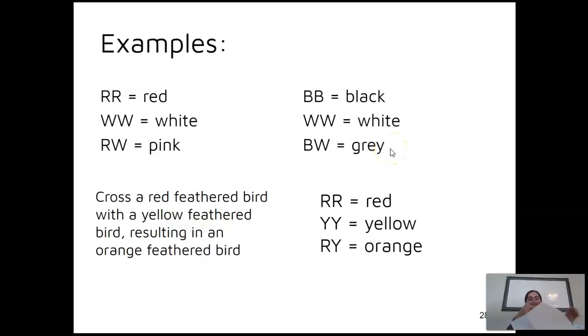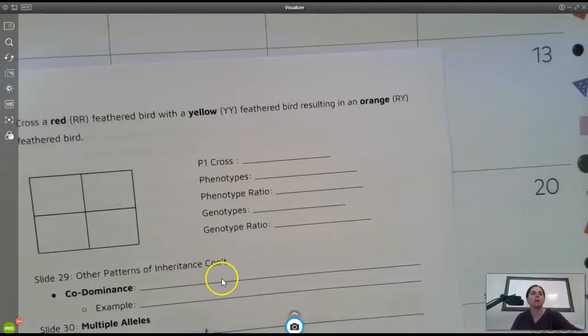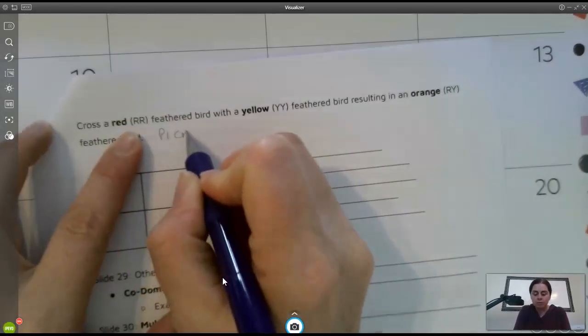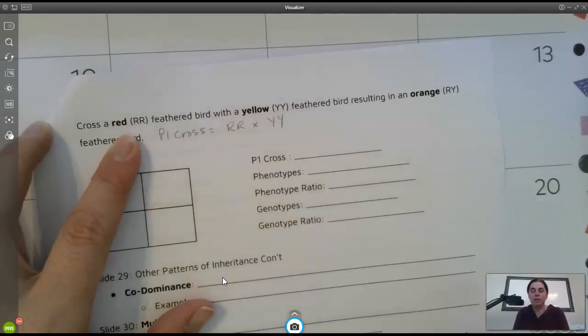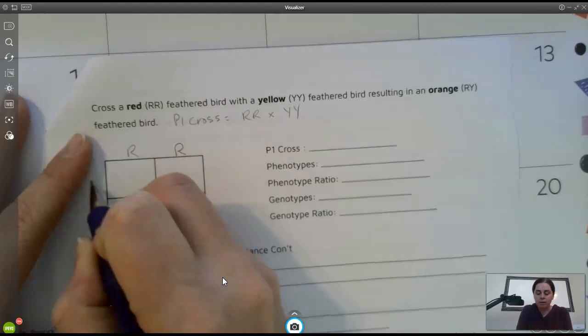Let's cross a red, big R, feathered bird with a yellow, big Y, feathered bird, and that will result in an orange RY feathered bird. And we're going to do this one on here, so let me exit out. There we go. So let's cross it. We cross a P1 cross. Remember, we like to always do that. Is big R with big Y for yellow. Okay. And we put our big R's here and our Y's here.